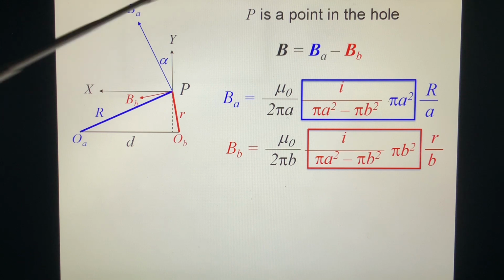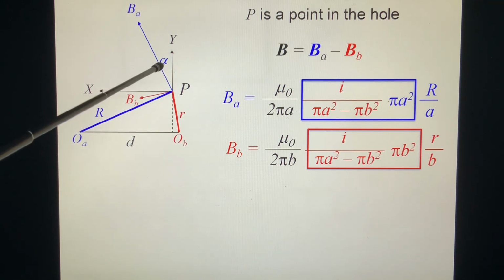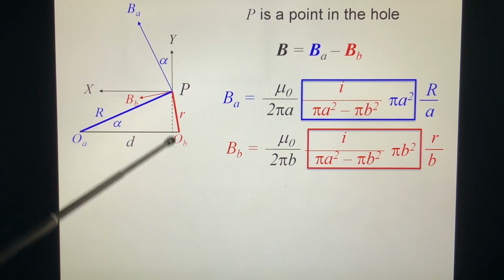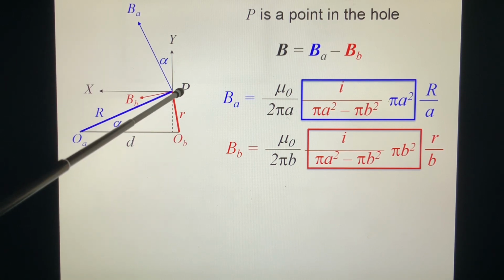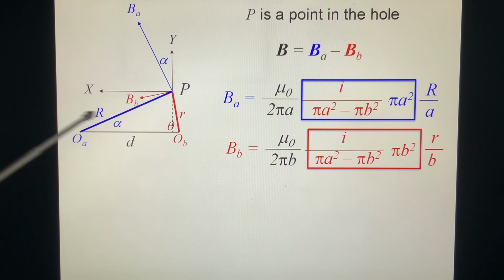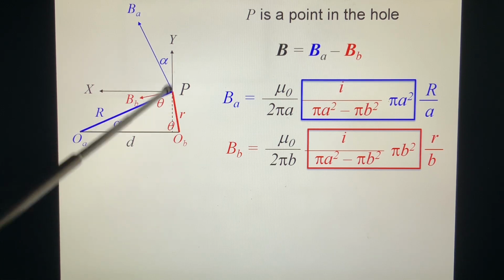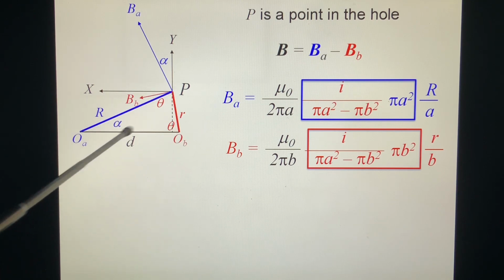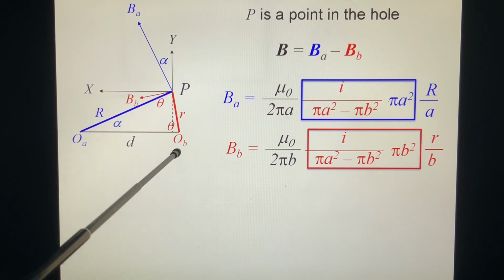Now, before we find B, we introduce this angle. We call it alpha. This alpha equals this alpha. Why? This line is perpendicular to this line, and this line is perpendicular to this line, so they are equal. Another thing, theta is the angle at O_A, O_B, P. This angle equals this angle between BB and the perpendicular dashed line. Why? This dashed line equals this one, and this line is perpendicular to this one, so they are the same. We will use it later.